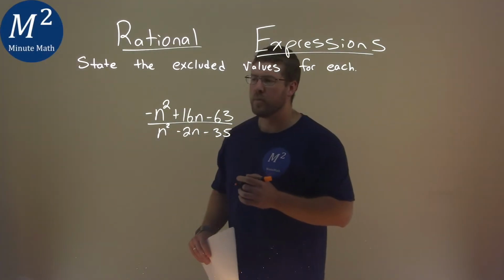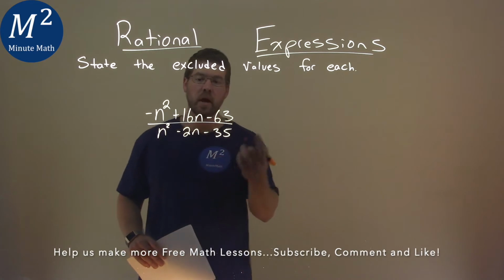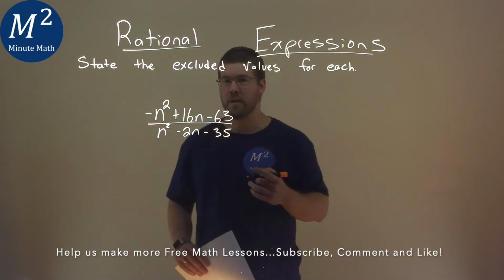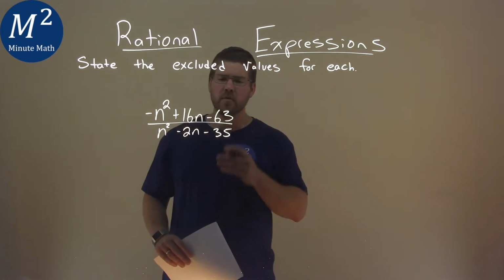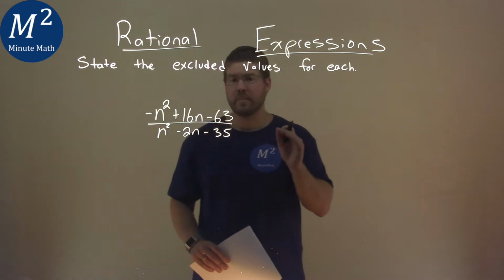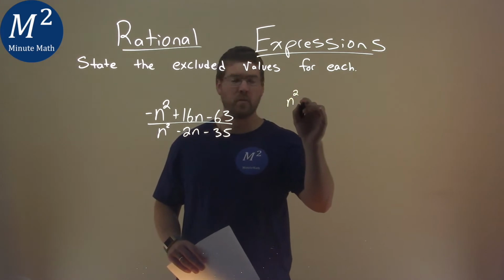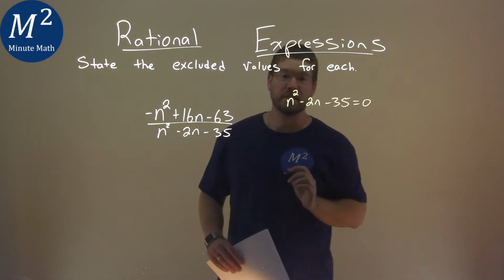We're given this problem right here, negative n squared plus 16n minus 63 all over n squared minus 2n minus 35, and we need to state the excluded values here. Well, since this is a rational expression, we cannot divide by 0. So we want to find when our denominator, n squared minus 2n minus 35, is equal to 0.